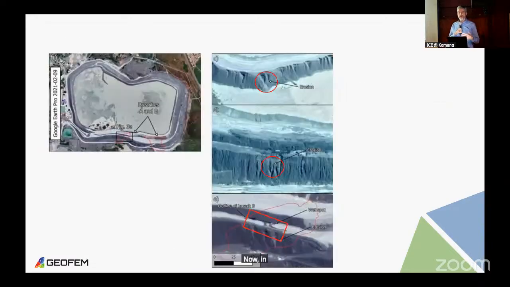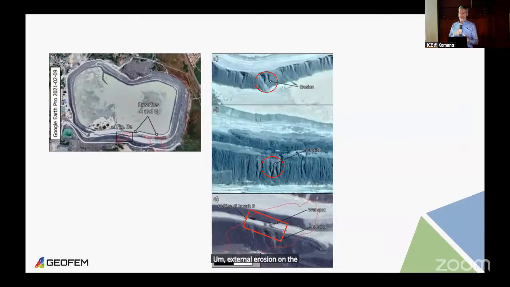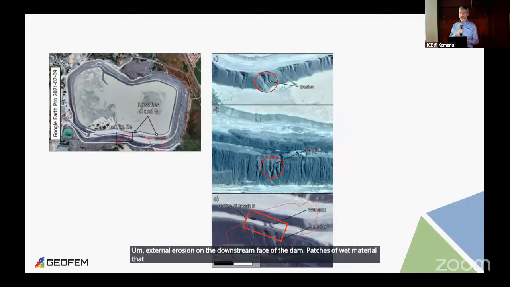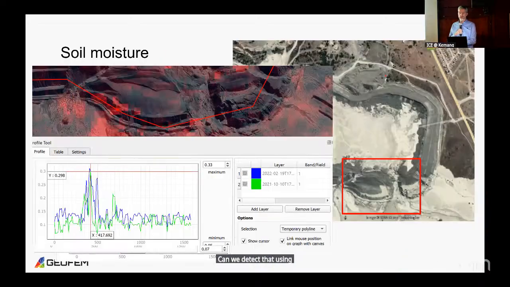Now, in the post-collapse investigation, some optical images were obtained, and from those there was evidence of external erosion on the downstream face of the dam, patches of wet material that you can see in the images on the right, particularly the bottom one. So there was visual evidence of seepage through the dam. Can we detect that using the soil moisture algorithm from SAR data?